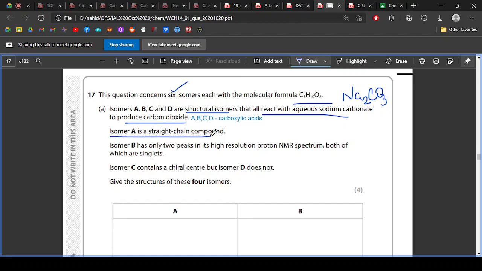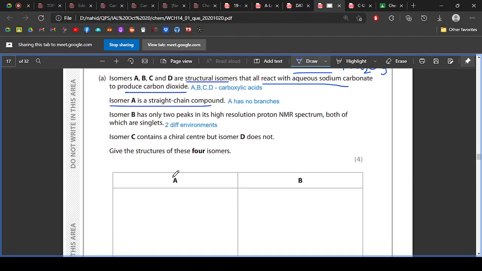Then they said isomer A is straight chain. That means A is not branched. That is the second information. So that means A has no branches. And then they said isomer B has only two peaks. Both are singlets. That means there are only two different environments. And they said isomer C has a chiral center, but isomer D does not. That means in isomer C, there is a carbon that is joined to four different groups.